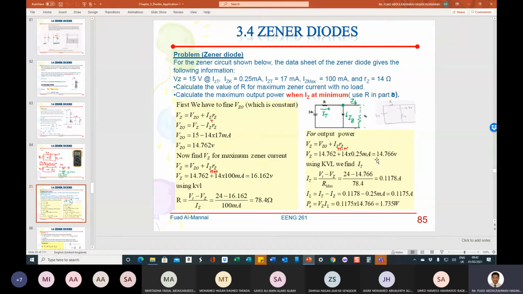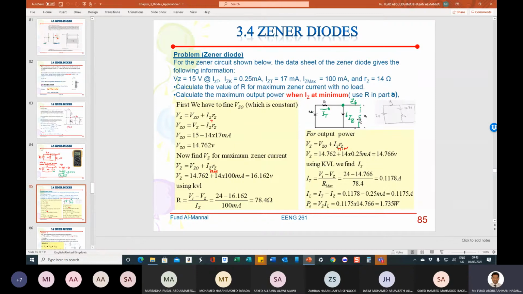All right, now we can calculate IT, right? IT over here. How? Using KVL. VI minus 14.766 divided by the R over here, which is 78.4, and that will give you 0.1178 amps. That gives you IT, 0.1178 amps.